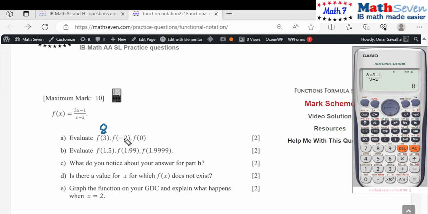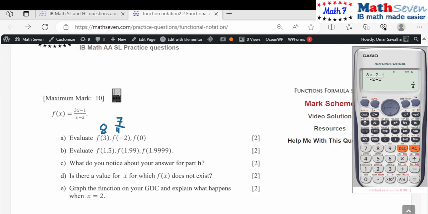So this is how you solve it. You just plug in the values instead of x. So f of minus 2, put it instead of the x. So go ahead, AC the calculator. That's the division bar. So 3 times minus 2 minus 1 over minus 2 minus 2. So it's 7 over 4. So this value is 7 over 4. Now plug in the 0.